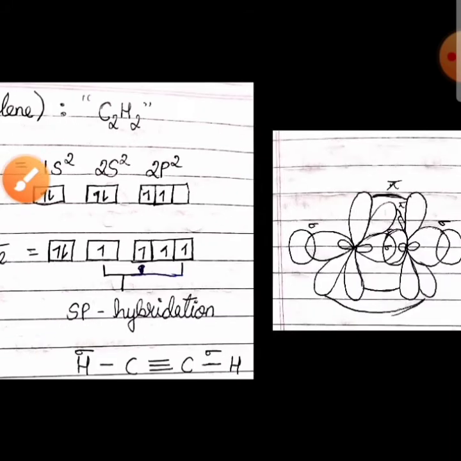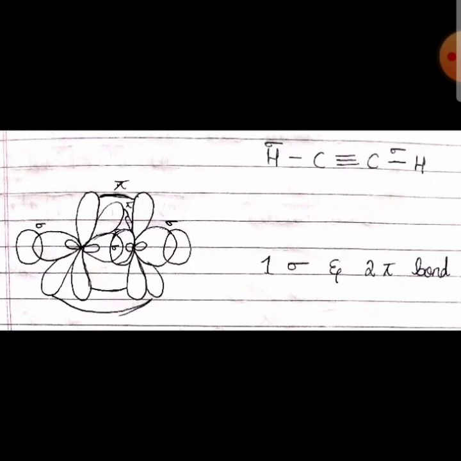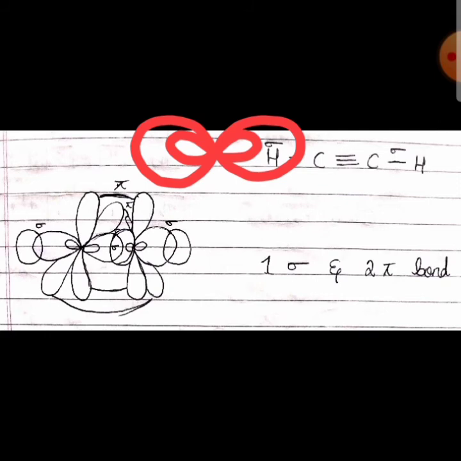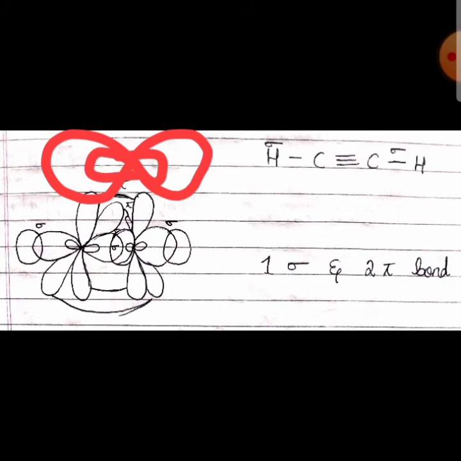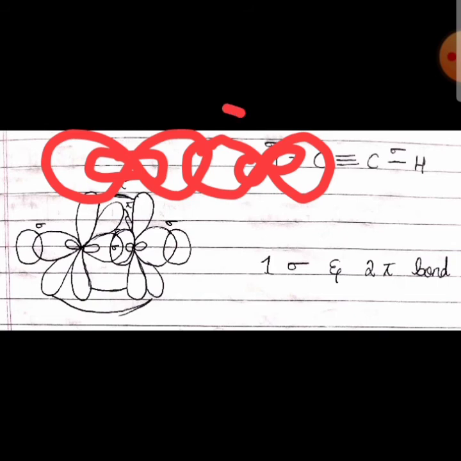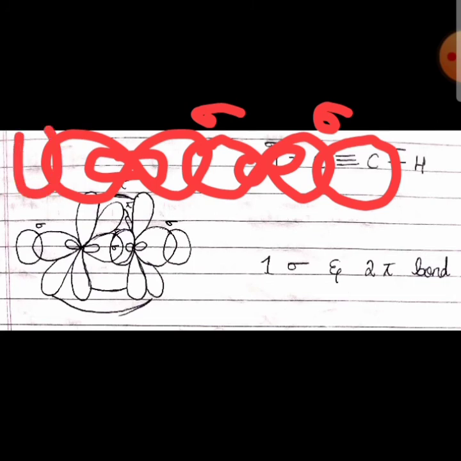So that sp hybrid orbital we can represent like this. These are the sp hybrid orbitals of carbon. One sp hybrid orbital overlaps with the sp hybrid orbital of another carbon atom, forming a sigma bond. Another sp hybrid orbital of each carbon overlaps axially with the s orbital of hydrogen to form a sigma bond. So this is the s orbital of hydrogen forming a sigma bond.